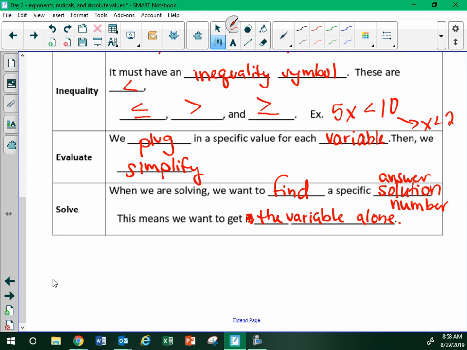So for example, up here where we have 5x is less than 10, in order to find out what x is, I have to get x by itself. And so we do that by dividing by 5. That's something we'll be learning when we go back over it later this week. Questions on our vocabulary? All right, so flip the page.